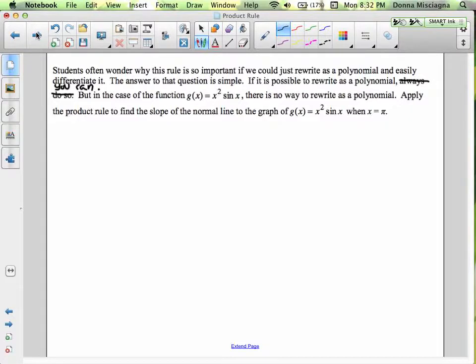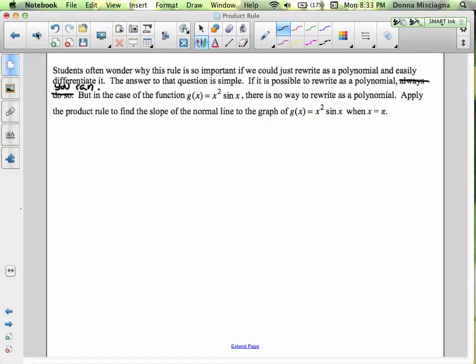But sometimes you cannot multiply it, and you can't simplify it into a polynomial, right? Such as g of x equals x squared times sine x. You can't rewrite that as a polynomial. And so we're going to use the product rule to find the slope of the normal line to the graph of g(x) equals x squared sine x when x equals pi, using the product rule, because we couldn't do it any other way, right? So if it's possible to rewrite as a polynomial, you can. It's your choice. But when you can't rewrite as a polynomial, or you don't want to write it as a polynomial because it's something really, really long to multiply, then use the product rule.